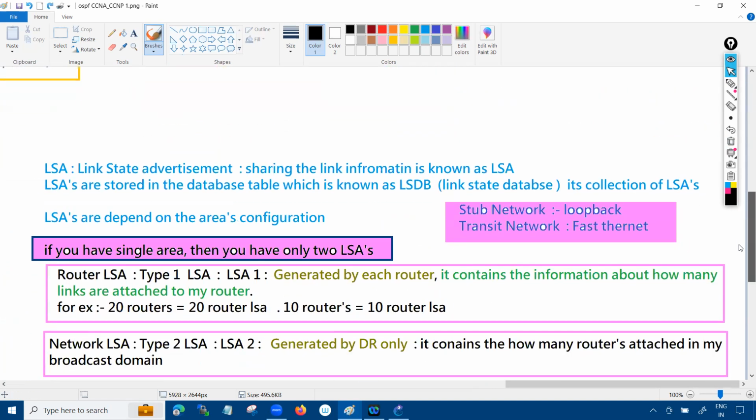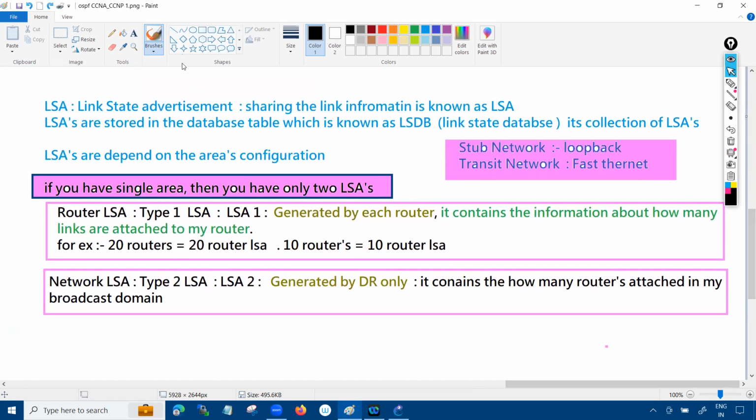Then after that, we have also seen the most important concept, the concept of the LSA. LSA is called the link state advertisement, right? That's the full form of LSA. Basically, it's sending the link information, which is known as the LSA. LSA is stored in the LSDB table, called the link state database table. It's a collection of LSAs we have. Depending on the areas, you will have LSAs. So if you have a single area, in the single area you will only have LSA number 1 and LSA number 2, which is known as the network LSA. And you have 2 types of network: either a stub network like a loopback, or a transit network like an interface, right?